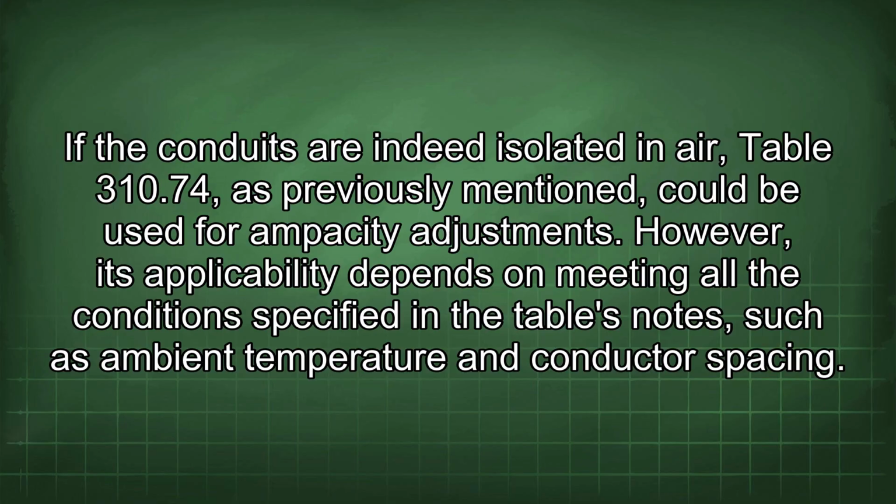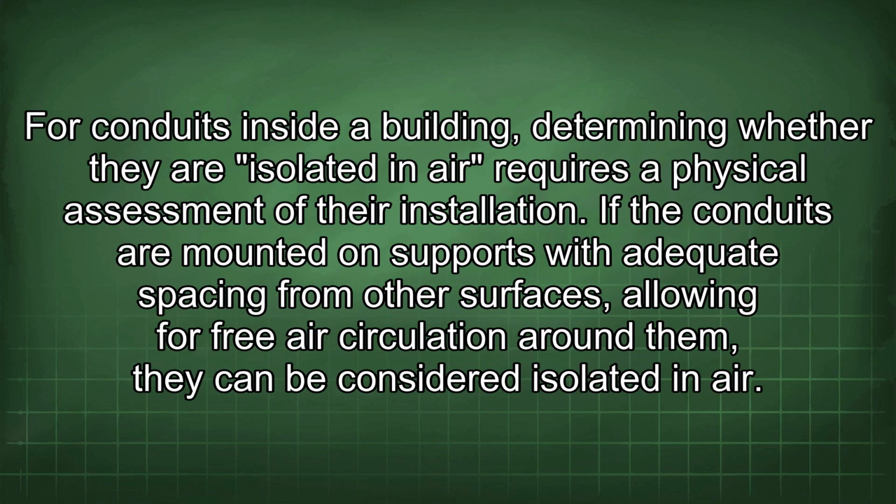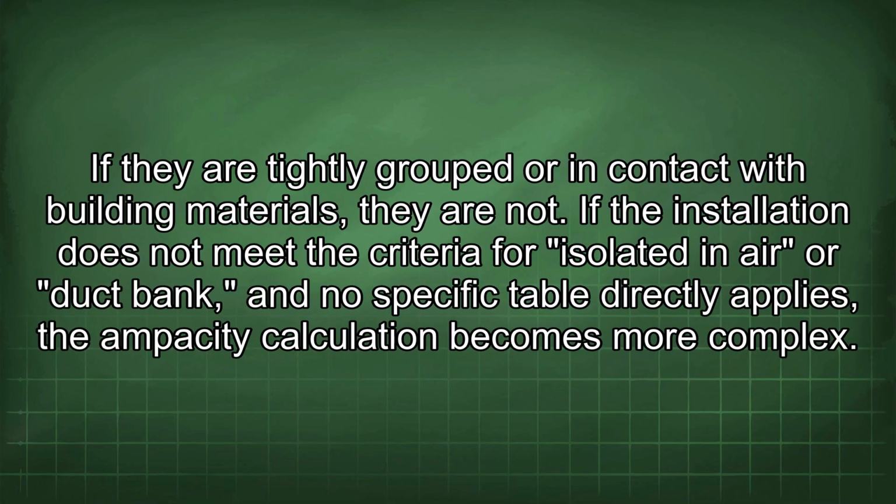However, its applicability depends on meeting all the conditions specified in the table's notes, such as ambient temperature and conductor spacing. For conduits inside a building, determining whether they are isolated in air requires a physical assessment of their installation. If the conduits are mounted on supports with adequate spacing from other surfaces, allowing for free air circulation around them, they can be considered isolated in air. If they are tightly grouped or in contact with building materials, they are not.